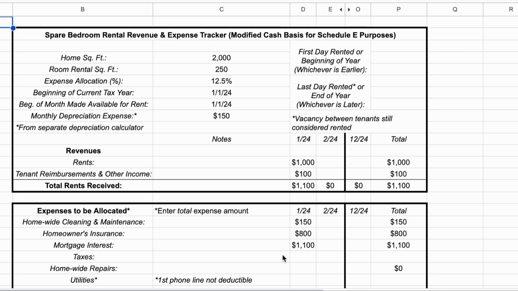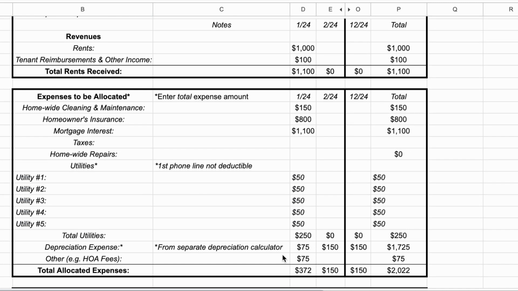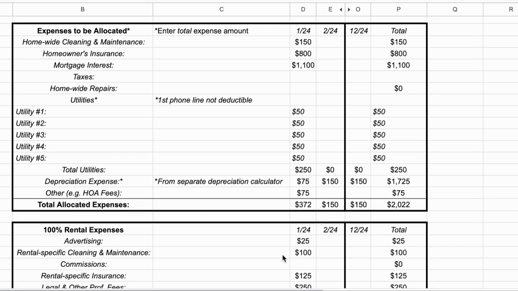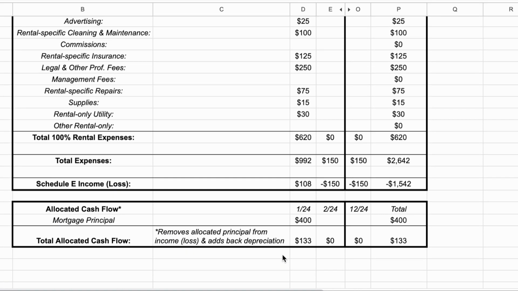So we look at how to use an Excel spreadsheet to record all of the revenues and expenses that are ultimately going to factor into your Schedule E and your tax return, which is where you report rental income, whether it's a spare bedroom or a 100-unit apartment building.